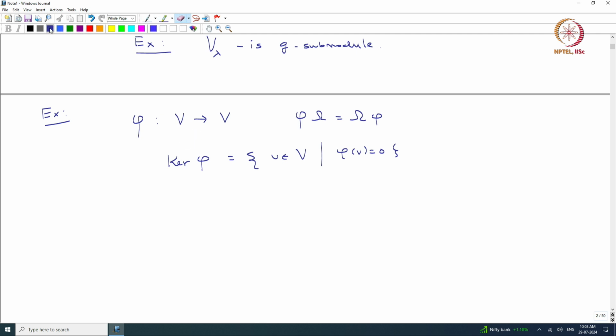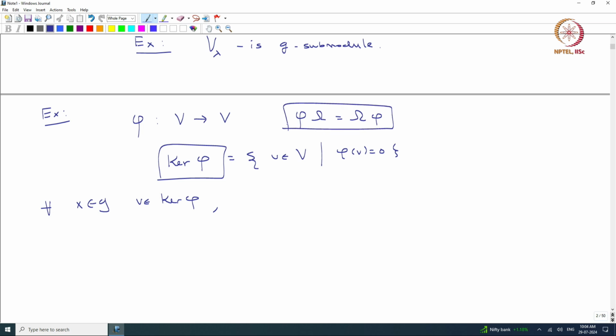So let us write down what we want to do. We want to claim this kernel of phi to be a G module. Let us take x in G and v in kernel of phi and then try to compute what happens. Let us assume that phi and omega commute and omega is a G module map. Now if we compute x v and then apply phi, then you can see that omega phi x v is nothing but phi of omega x v.